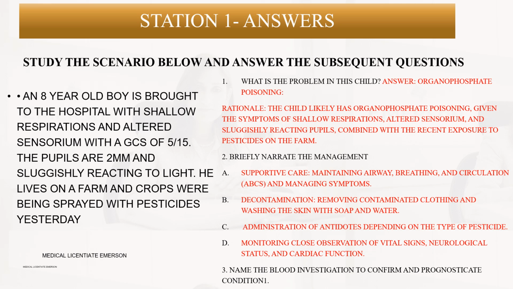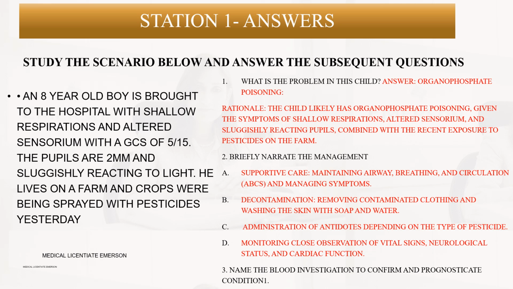So this child is having what we call organophosphate poisoning. And the rationale for this is because the child likely has organophosphate poisoning, given the symptoms of shallow respirations, altered sensorium, and sluggish reaction to light, combined with a recent exposure to pesticide on the farm. Remember, one of the examples of organophosphates are pesticides.